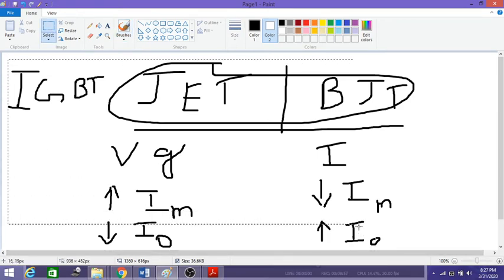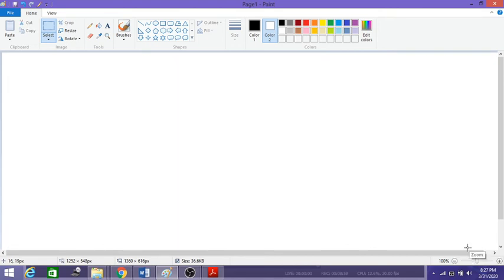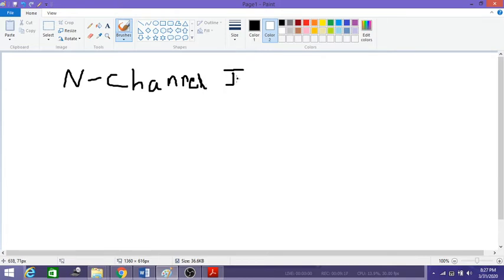So let me clear this. So now we will look into the basic constructional diagram of N channel JFET. So we will discuss N channel JFET. Sorry for this writing, because I have to write from mouse. Sorry. Let me erase this.